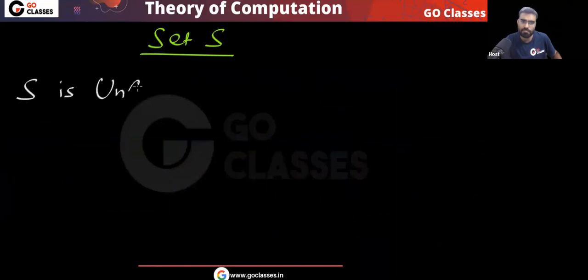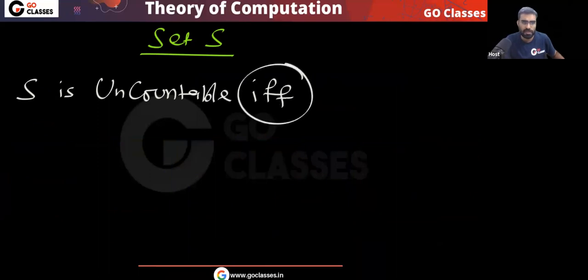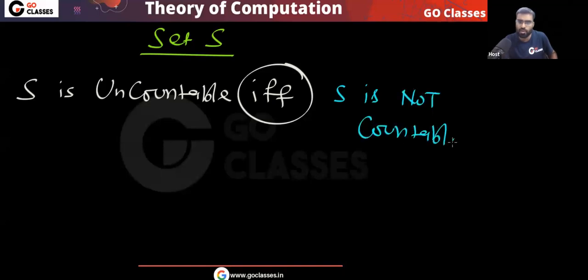You already know all these things. What is the definition of uncountable? When can I say S is uncountable? If and only if the set S is not countable. Uncountable simply means that it is not countable.